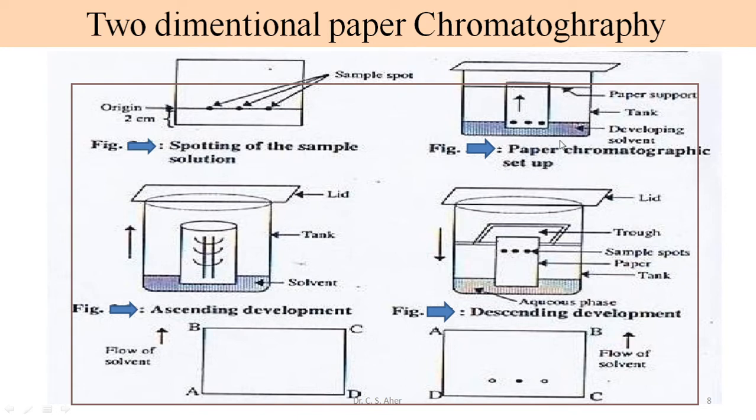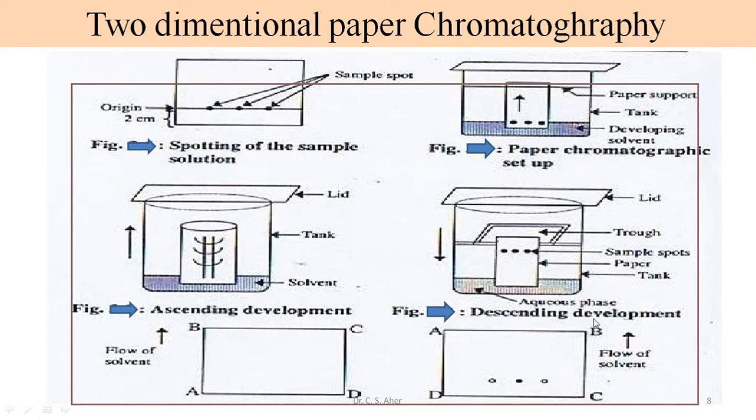So we have the developing solvent inside the tank. This tank is saturated by covering it with a lid. This is a paper support, and this is the tank covered with a lid. Next, this is the ascending type of chromatography. In this development, or separation of the sample, in ascending order, the mobile phase moves in an upward direction against gravity.